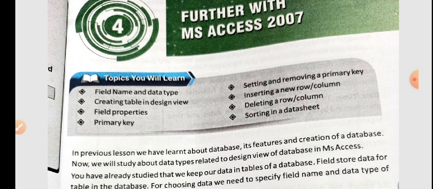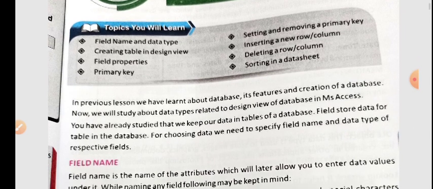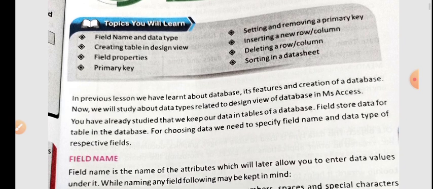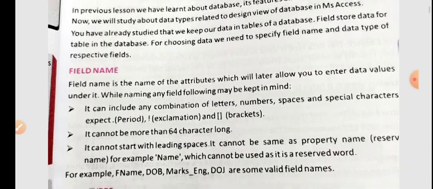The previous chapter was Introduction to MS Access. In that particular chapter, you had learned about the basic features of the data and the database and about MS Access. In this chapter, you will learn some more features about MS Access: how can you create a table, how can you delete a particular row, how can you sort the data, and some more features you are going to learn in this particular chapter.